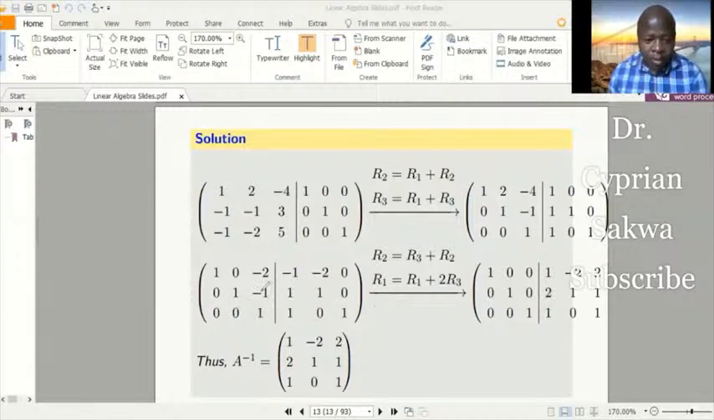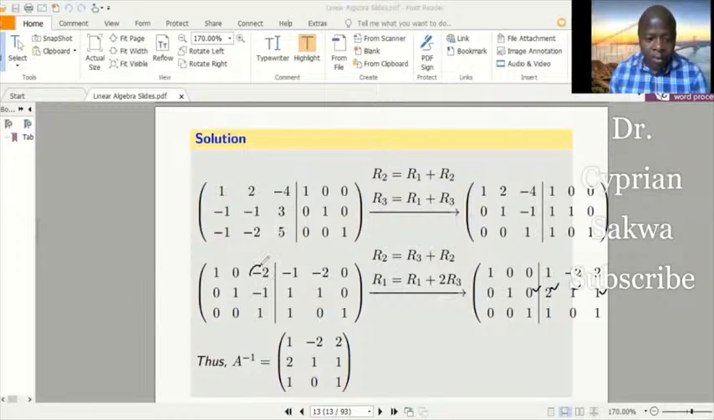To get a 0 in this position, we are adding row 3 plus row 2. So this 1 plus this negative 1 gives us 0. This 1 plus this 1 gives us 2. This 0 plus this 1 gives us 1. And this 1 plus this 0 gives us 1. So we are done with this row.